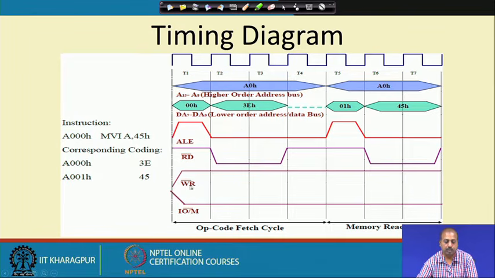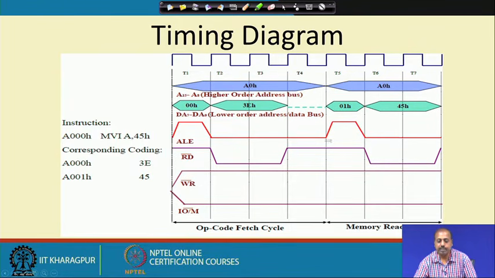The write bar signal is high and the IO/M bar signal is low, as previously. Now, getting this 3E, the processor, that is the instruction decoder and the control unit, will understand that this is an MVI A instruction. For that, it needs to get the immediate value, so it has to read the memory once more. That is, it has to go into a memory read cycle.